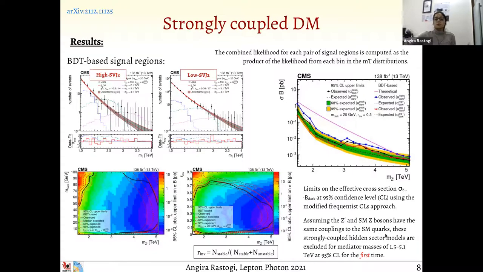So if we assume equal couplings to the standard model quarks of Z prime and standard model Z boson, then these strongly coupled hidden sector models are excluded for mediator masses up to 5 TeV for the first time.